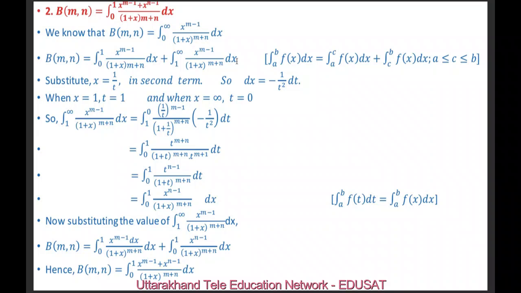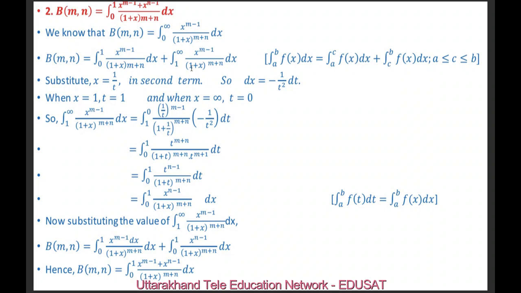dx. If we substitute x equal to 1 upon t in the second term, then dx is equal to minus 1 upon t square dt. The lower limit is 1, the upper limit is infinity. So if we substitute x equal to 1, then t is 1. If we put x equal to infinity, then t is equal to 1 upon infinity, means 0. So t is 0. Earlier the limits were from 1 to infinity, now these are from 1 to 0.